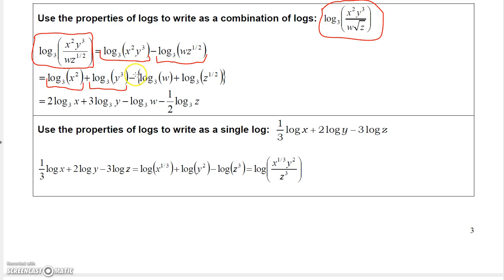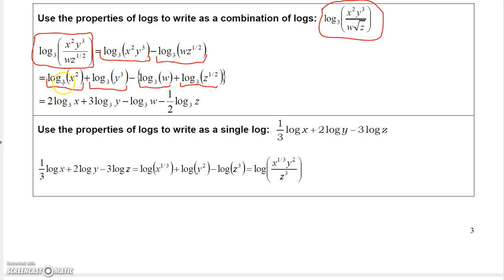Now notice I put an extra set of braces around this next one here because I have this minus sign and I've got to write this as two terms. So I have the log of w times z to the 1/2, and using that product rule I can write that as the log of w base 3 plus the log of z to the 1/2 base 3. And these extra braces here are just to make sure I distribute the minus.